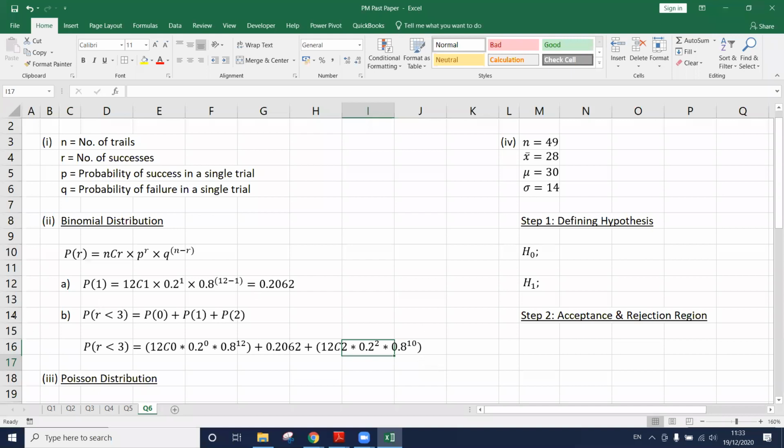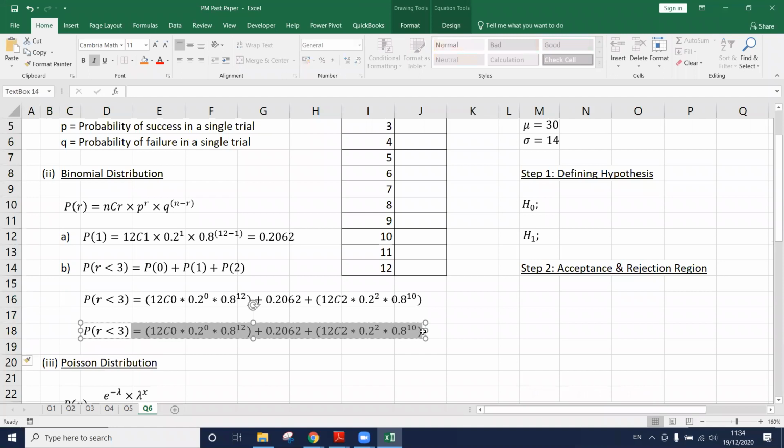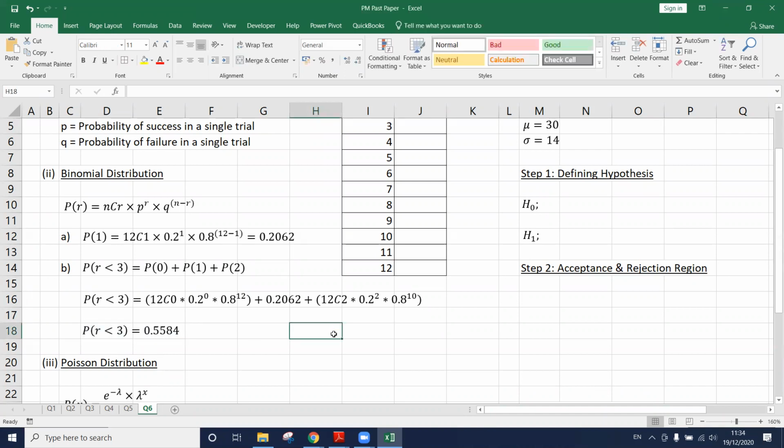Therefore, what should be the answer here? Final answer here. This equals to what? Zero point five five eight four should be the answer. Okay, that is for part two, binomial.